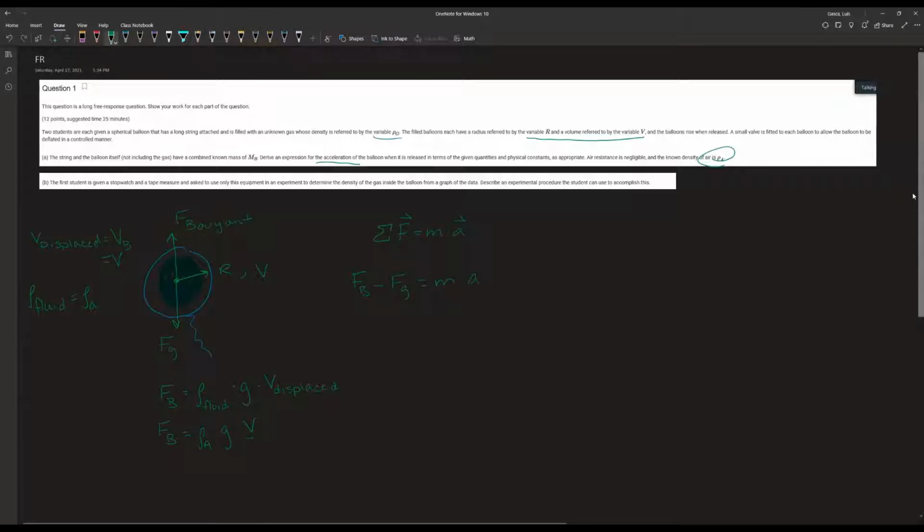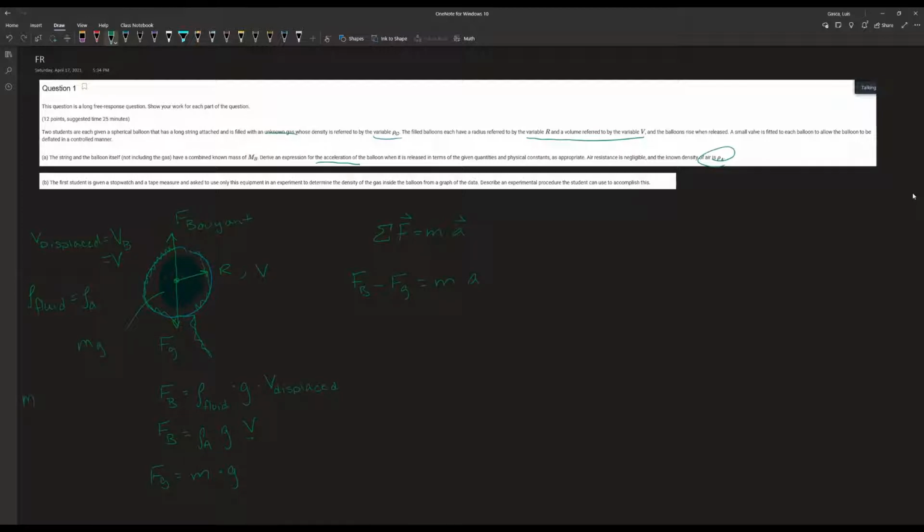Okay. The gravitational force of this balloon is going to be equal to m times g, but we have to be very careful because this is the gravitational force on the rubber shell of the balloon with the string plus the mass of the, well, I think they don't give us the name, right? Yeah, the mass of the gas. So we have to be careful here.